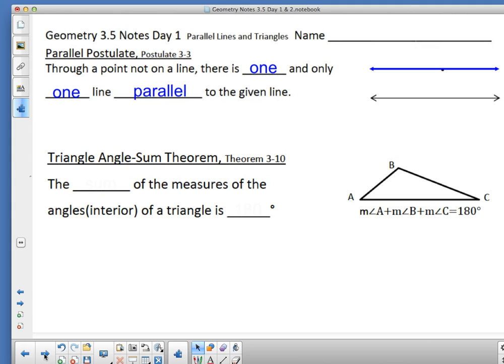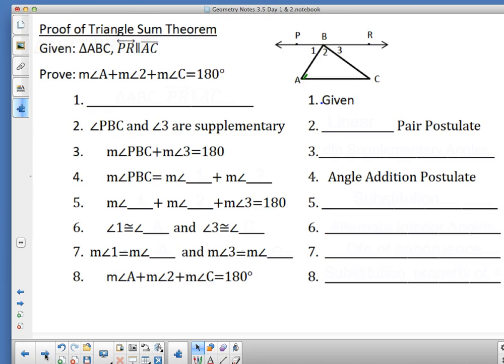Take triangle angle sum theorem. Theorem 3-10: the sum of the measures of the interior angles of a triangle is 180 degrees. So I'm talking about the inside value. If I add up A, B, and C all together, in every triangle, it sums to 180 degrees, always. Which is kind of convenient, but we need to look at this as a proof, because that was one of today's outcomes. So we have a proof of triangle sum theorem.